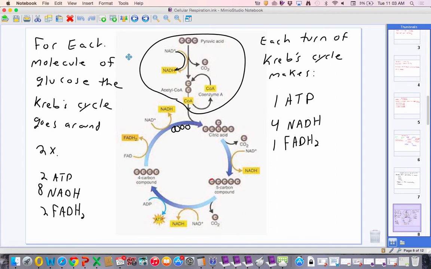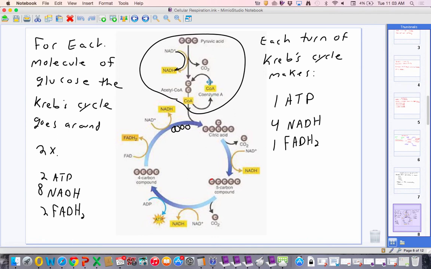Here's the acetyl-CoA reaction. The acetyl-CoA reaction starts with a pyruvic acid. One carbon leaves as CO2, and then an NAD positive comes in, picks up its 2 electrons and its hydrogen ion, and leaves as NADH. And the NADH is going to go to the electron transport chain.